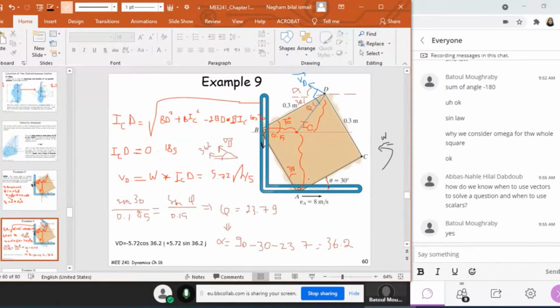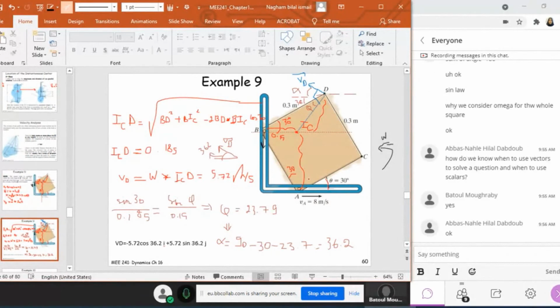How do we know when to use vectors to solve the question and when to use scalars? Abbas, it's up to you. You can solve this problem using the vector equations, but here I am applying the knowledge for instantaneous center of zero velocity. So if I ask you to apply the instantaneous center of zero velocity, you have to use this method. If not, you can choose between them. Okay, Abbas, you can use the vector equation and you're gonna have the same answer. Try it. Okay.